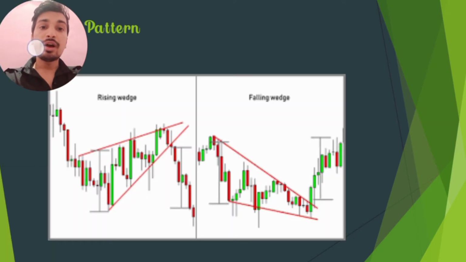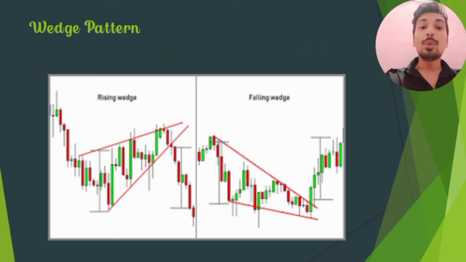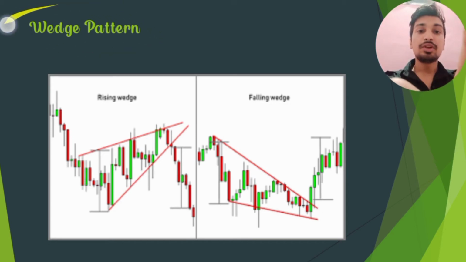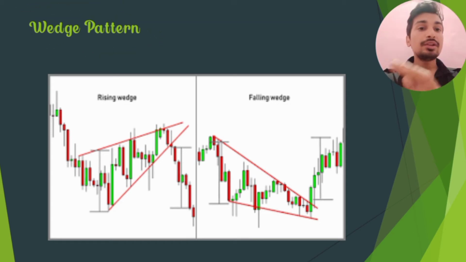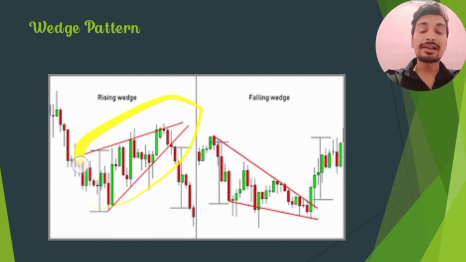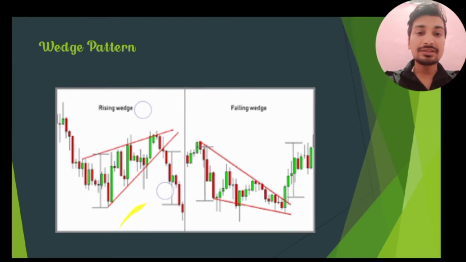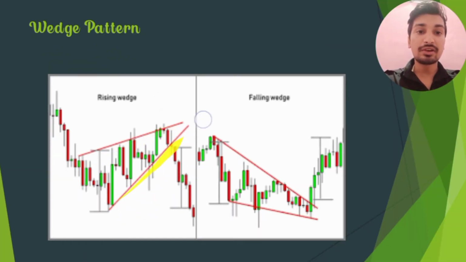Now you have this pattern called the wedge pattern. The name of the pattern generally tells you the kind of pattern it is, so it is nothing complicated. It looks like a wedge. Here you can see the graph is shrinking, and then there is the direction in which it breaks. The direction in which it breaks the wedge, the company is generally going to show that movement.